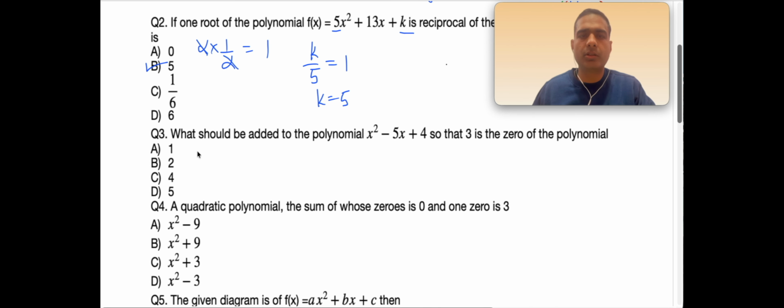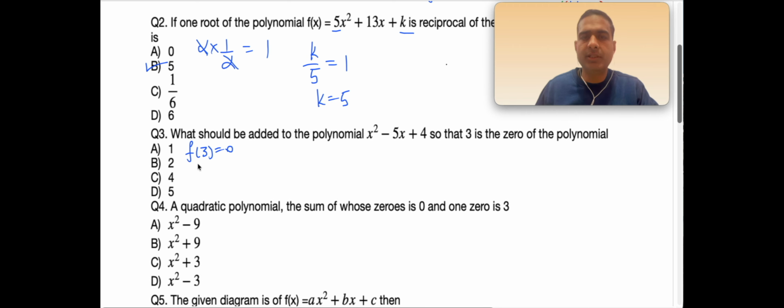Now the third question is asking what should be added to the polynomial x square minus 5x plus 4 so that 3 is the 0 of the polynomial. So first of all, what is the 0 of any polynomial? The 0 of any polynomial is the value of x at which the value of the polynomial turns into 0. It is given that 3 is the 0 of the polynomial. It means f of 3 should be equal to 0.